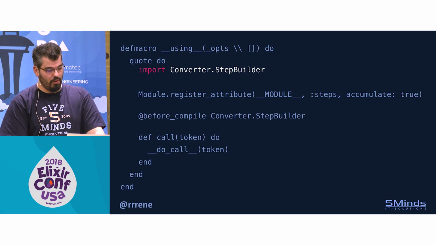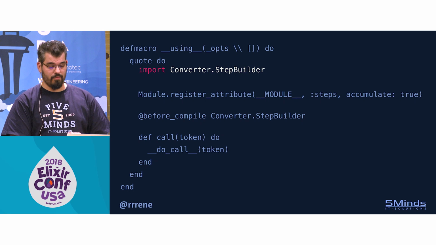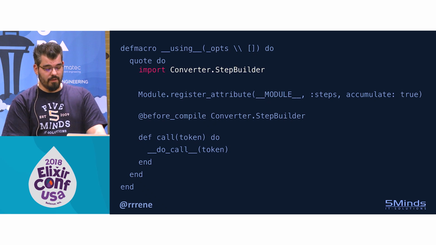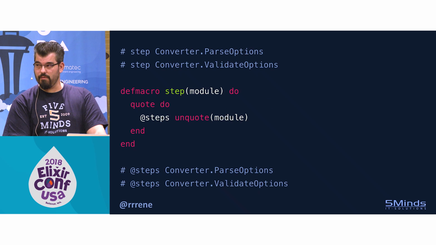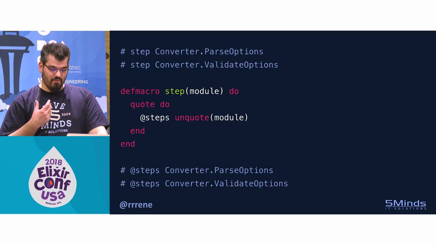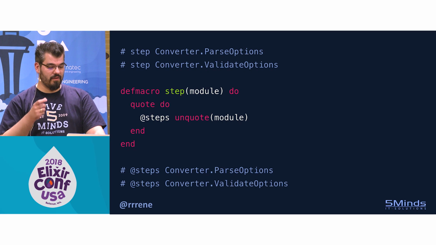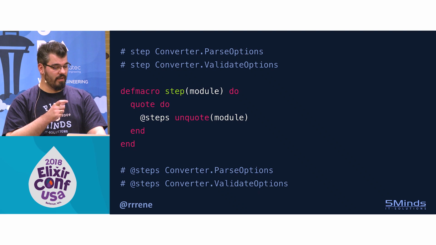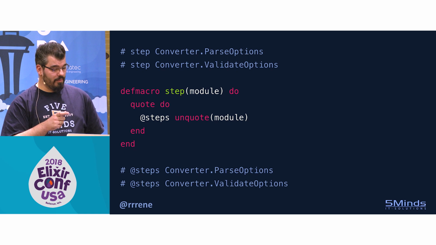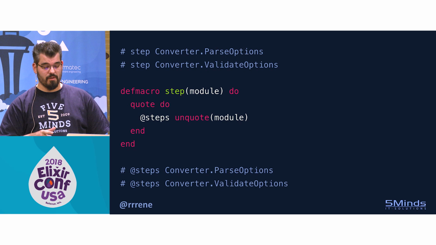First, this import statement ensures that we can use the step macro inside our application, inside our pipeline module. And if we look at the definition of the step macro, then we can see that the step macro is really simple. It simply writes the given module to a module attribute. This way, the macro calls in the comments at the top yield the module attribute declarations at the bottom.